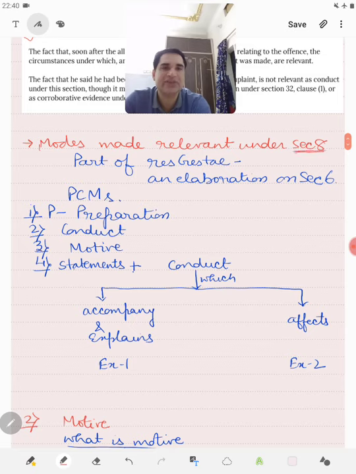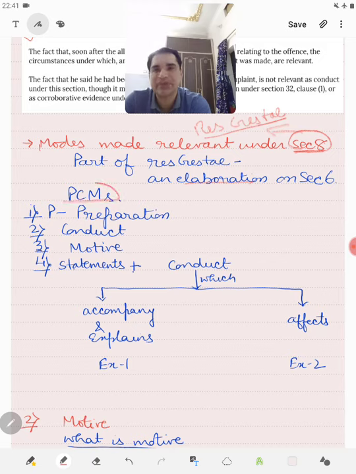So friends, as we have already studied, section 8 is a part of the concept of res gestae. That is, things or acts which are part of the same transaction of a fact in issue or relevant fact are also relevant. So it also contains certain things which are a part of the same transaction. It makes an express provision regarding those.